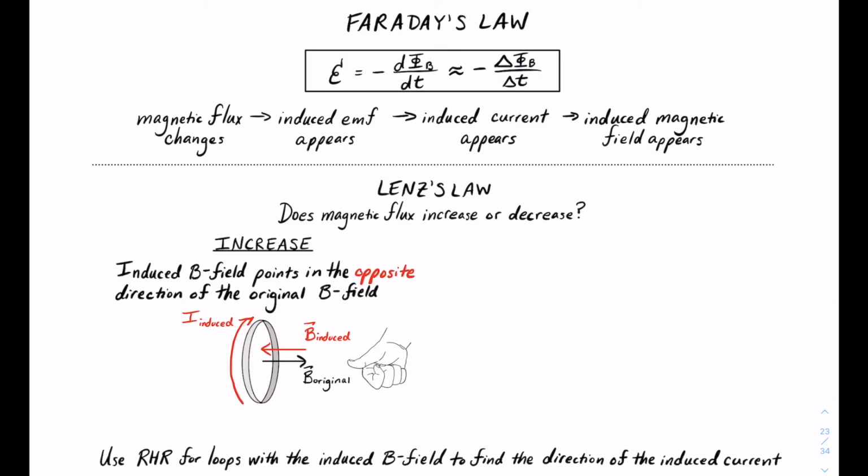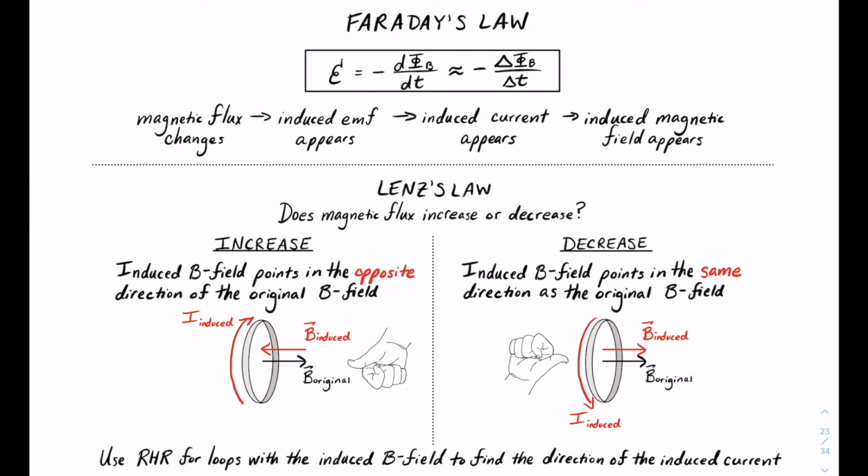If the magnetic flux increases, then the induced magnetic field is going to point in the opposite direction of the original magnetic field. The induced field is going to point in the other way so as to add some flux that tries to undo that increase. Knowing that, we use our right-hand rule for loops and point our thumb in the direction of the induced magnetic field and curl our fingers to find the direction of the induced current.